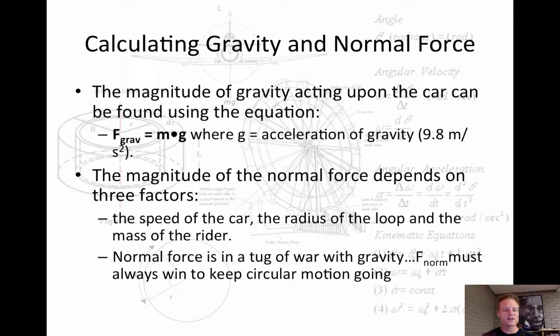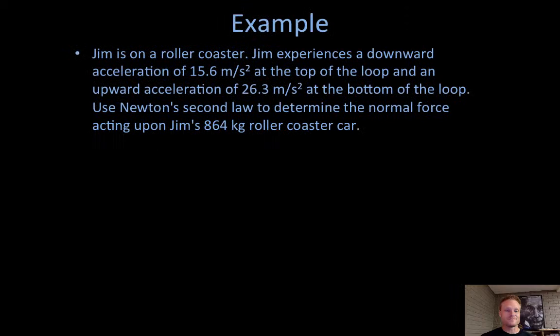So the normal force is always kind of in a fight with gravity, and the normal force has to win to keep circular motion going. If you don't have a net force towards the center and gravity wins, you aren't going to keep going in that loop, and the car either falls off the loop or it crashes down through the center or whatever. Something bad happens. So you have to keep the normal force stronger than the force of gravity.